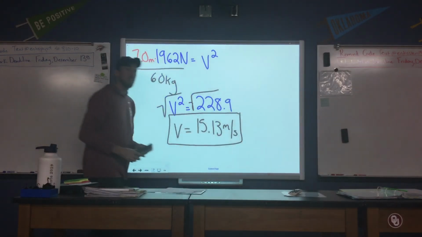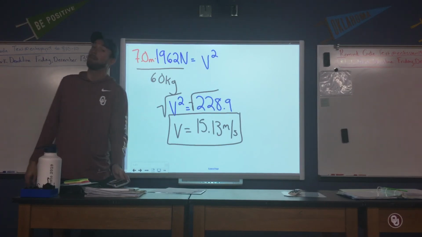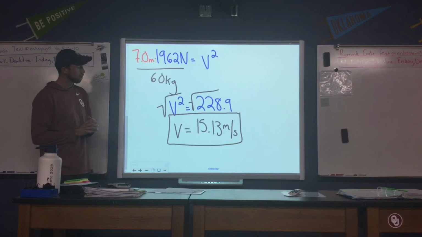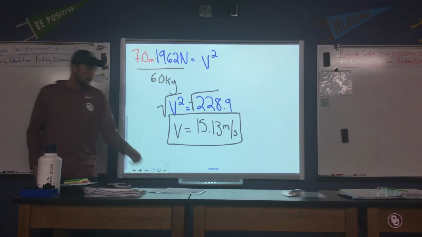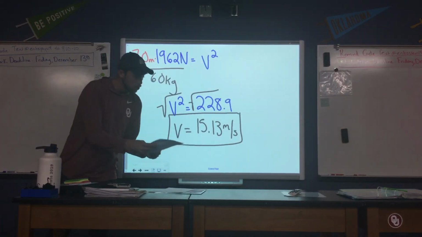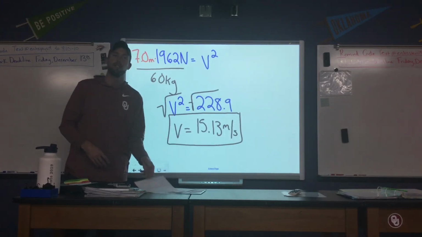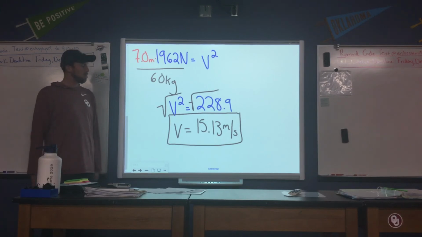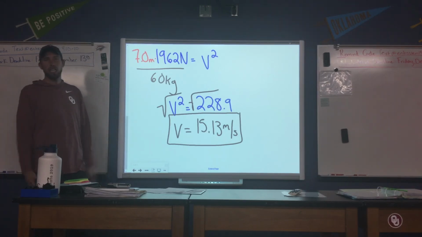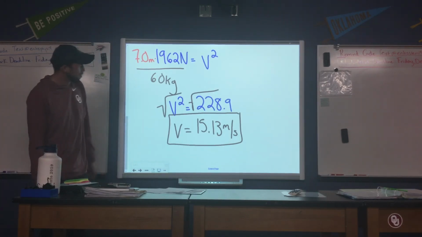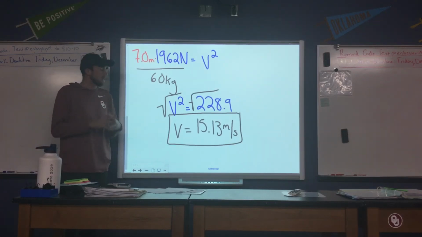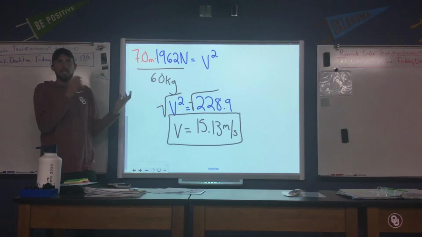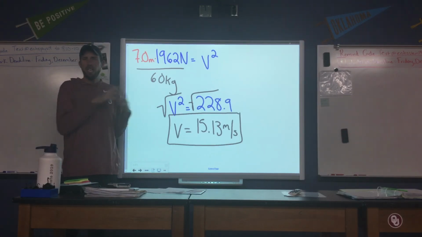So now we have an answer to our question: how fast must the rider be moving in order to prevent the rider from sliding down the wall? Now, the second part of our question was to determine if this speed is safe. Well, how do we know? 15.13 meters per second. About 30-ish miles an hour, a little more than that. Might seem fast, might seem slow, who knows? But the speed alone, or the velocity better yet, doesn't really tell us if it's safe or not.